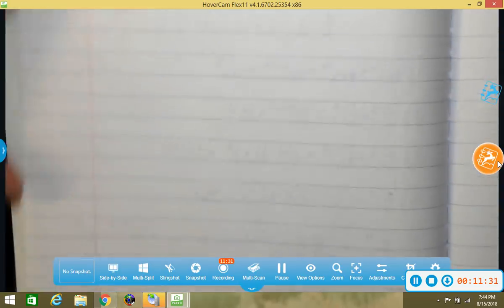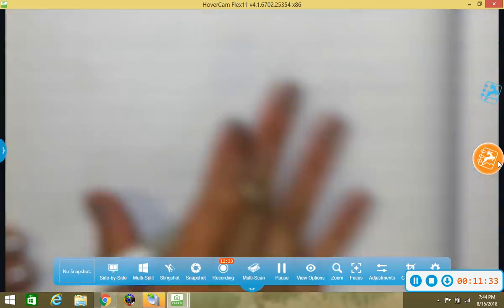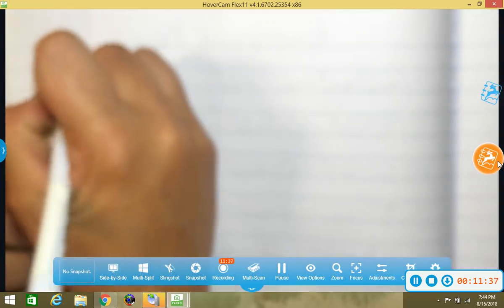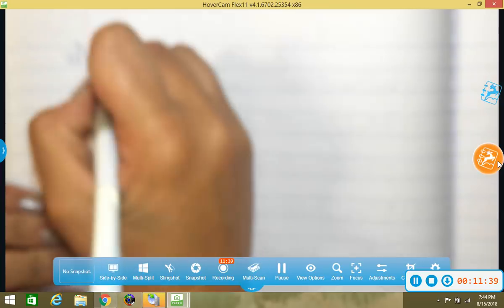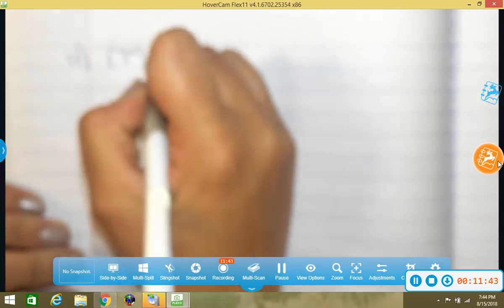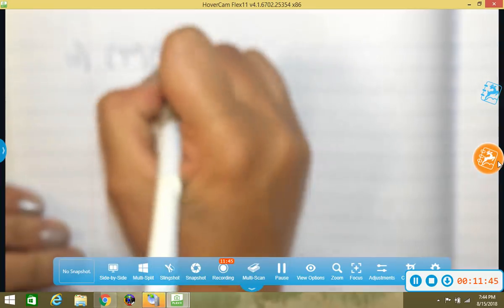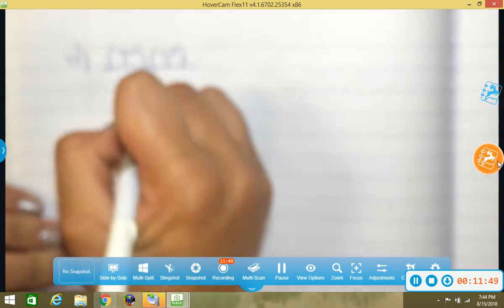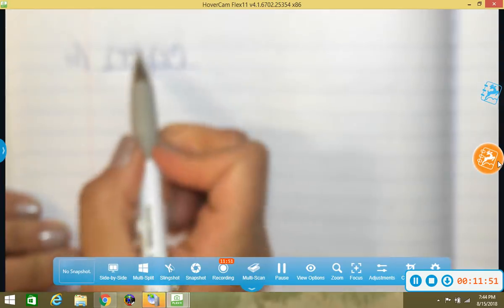Okay, so the first one that we are going to look at is, this will be number 11, and it's 7 to the 4th times 7 cubed over 7 squared. So 7 to the 4th times 7 cubed all over 7 squared.